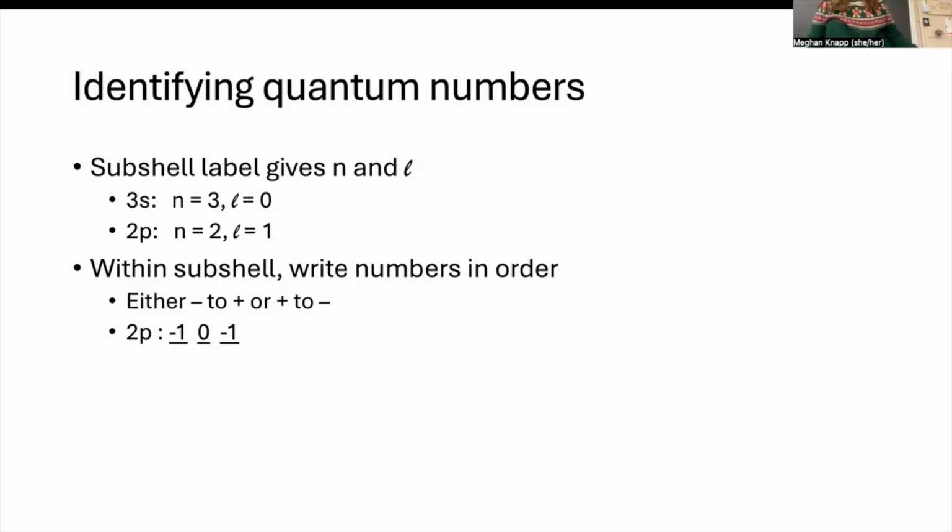So it is okay to write +1, 0, -1. It is also okay to do -2, -1, 0, +1, +2. Either way, but label it. And then wherever you ended up, so if we ended up in this box here, we would say m sub l is +2. If we ended up here, we would say m sub l is 0. Okay.